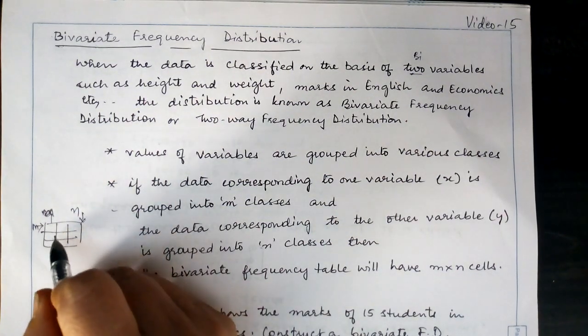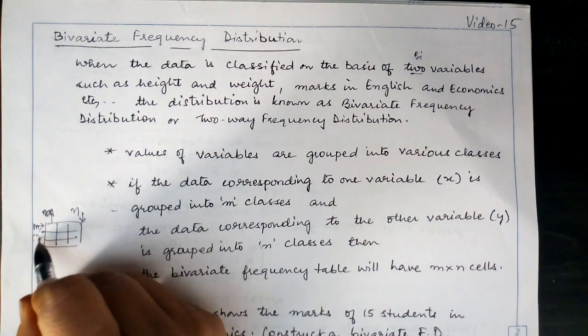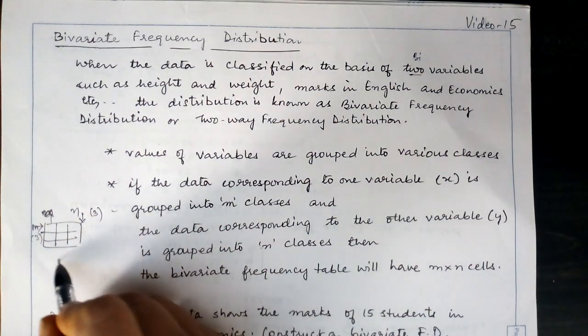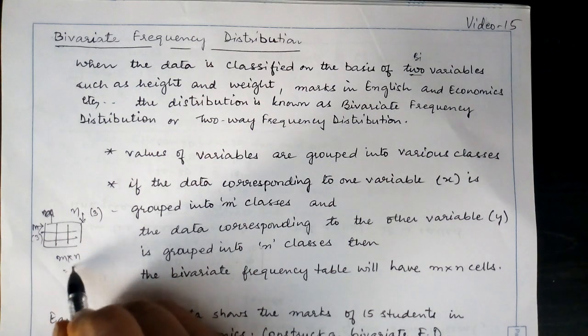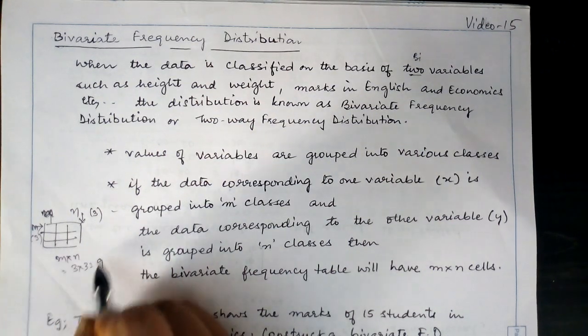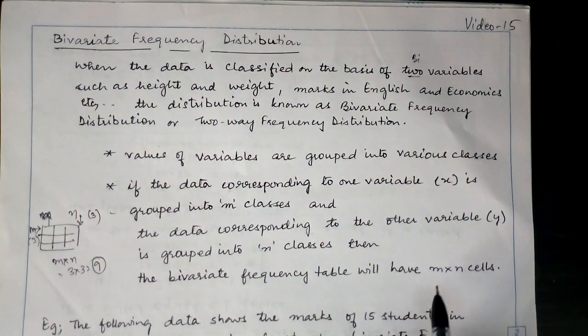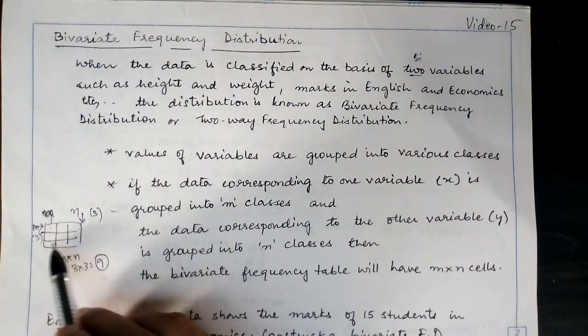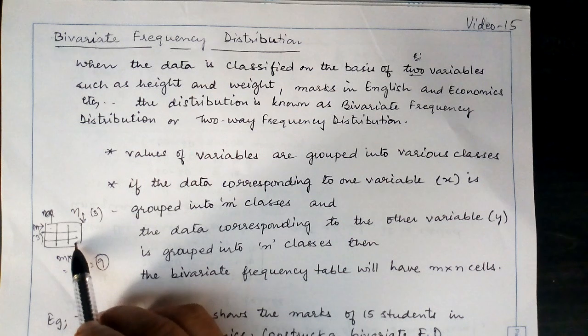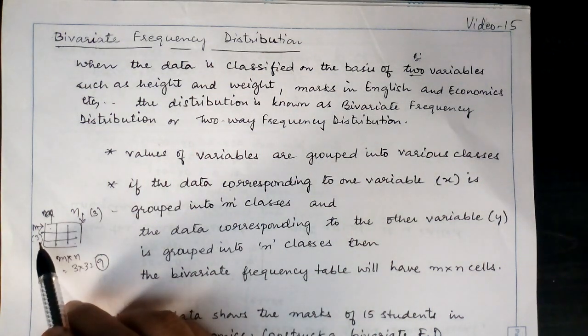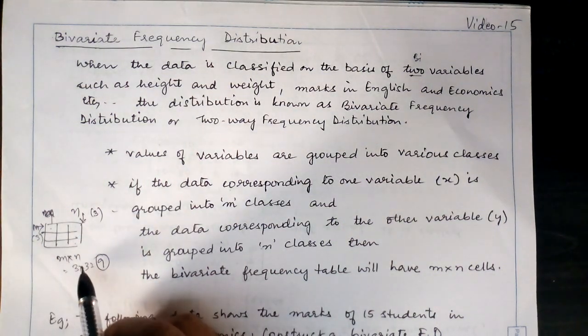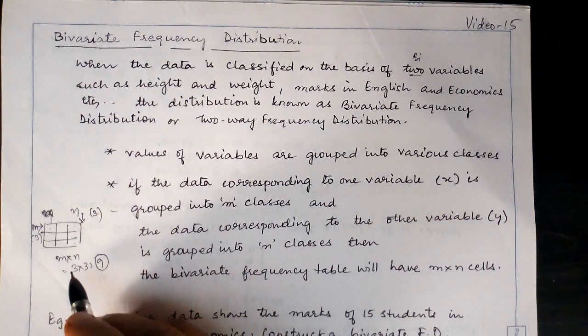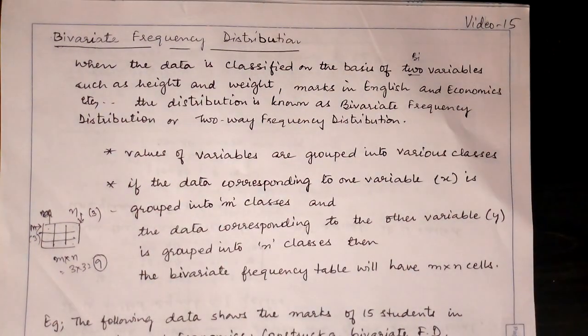So m into n. If there are 3 observations here and 3 observations here, it becomes m into n equal to 3 into 3 equal to 9. So it will have 9 cells, isn't it? 1, 2, 3, 4, 5, 6, 7, 8, 9 cells. So one is represented as rows and the other one as columns. It will be clear when we look at one example.